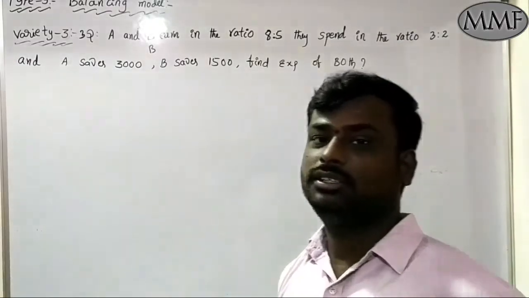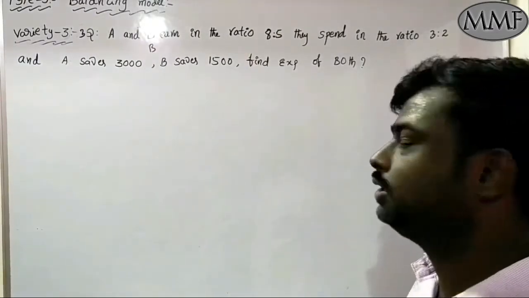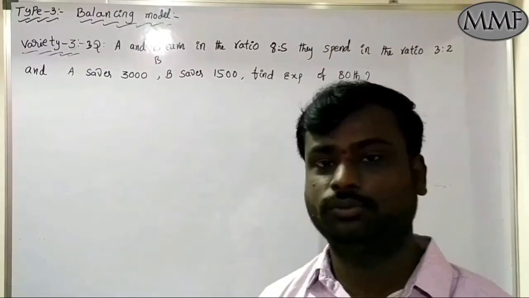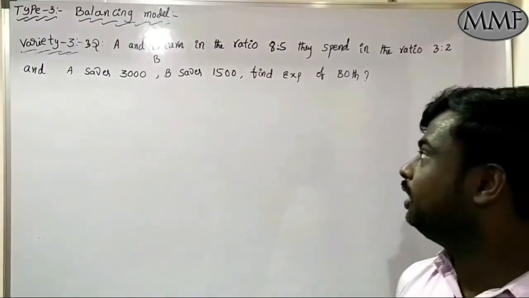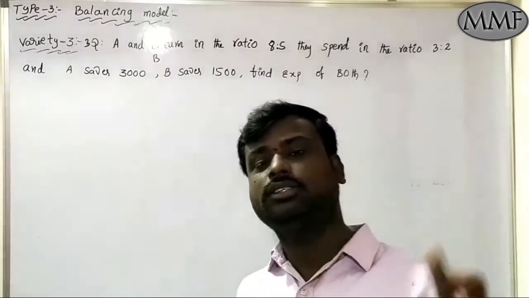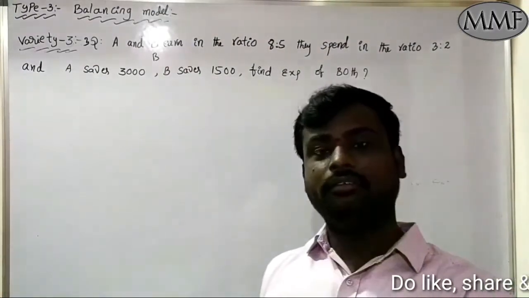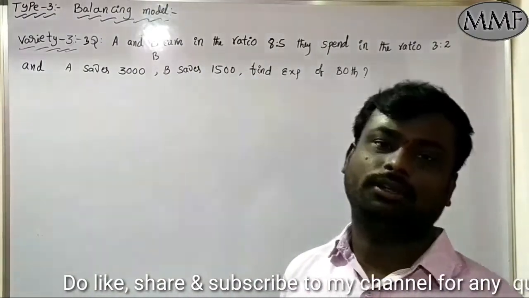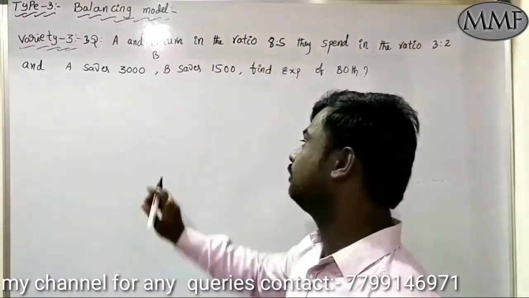Now same model question. See type 3, variety 3, third question. A and B earn in the ratio 8:5 and spends in the ratio 3:2. But here given as A saves 3,000, B saves 1,500. Find the expenditure of both. In the last question they gave both savings, but here they gave individual savings. That is the only difference. The last question and current question are different. Okay. Now let's see how to solve this question in a very easy manner.